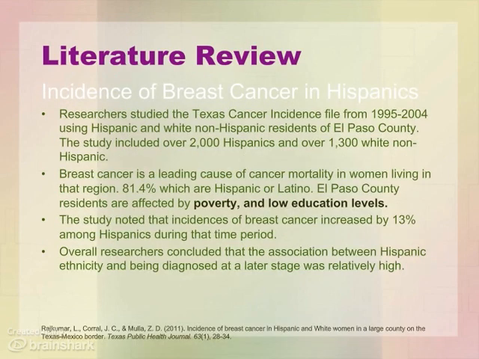So for this study, researchers in Texas were really focusing on the incidence of breast cancer in Hispanics. And the reason why they wanted to explore that is because breast cancer is the leading cause of cancer mortality in women living within that region. And 81.4% of the population of that region is Hispanic or Latino. They are also affected by high poverty levels and low education levels. The study noted that incidence of breast cancer increased by 13% among Hispanics during that time, and that overall the association between Hispanic ethnicity and being diagnosed at a later stage was relatively high.